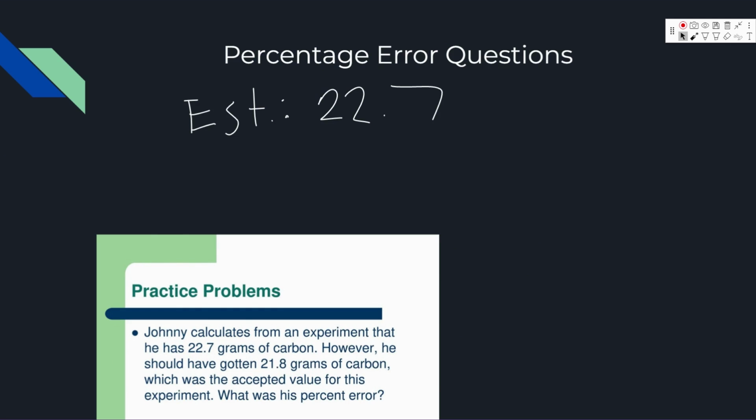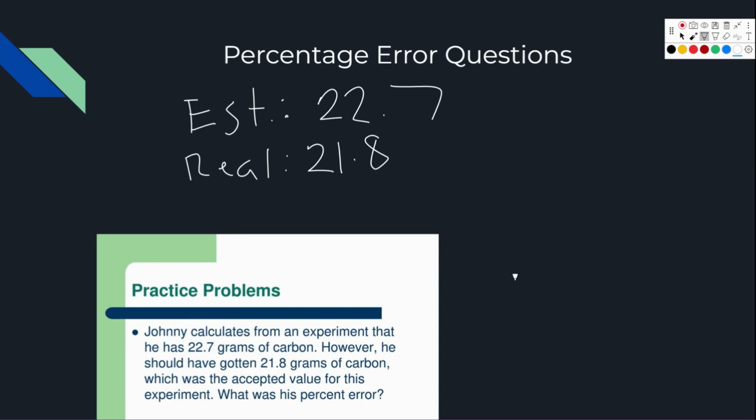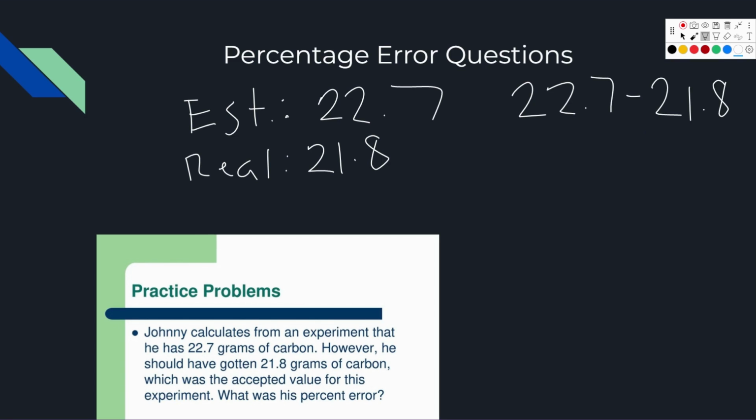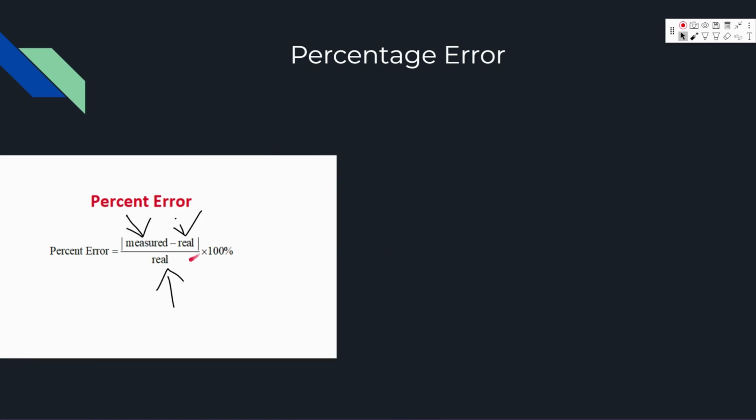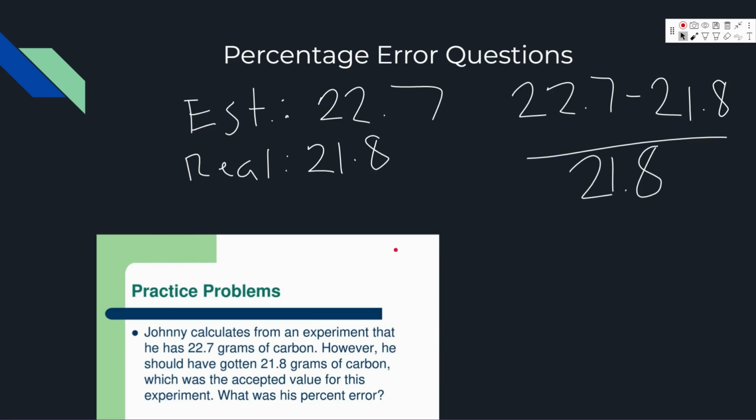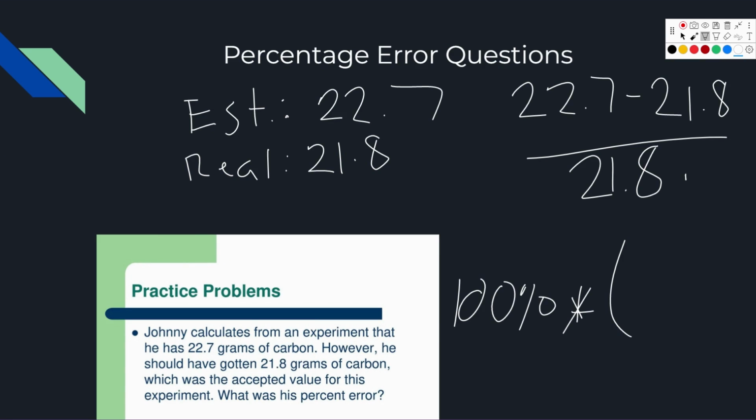So our real value is going to be 21.8 grams. And that's the accepted value. And they're asking, what was his percent error? So we can calculate his percent error now by saying the estimated value minus the real value divided by the real value. And as we can see, this is what our equation is saying, measured minus real divided by real, multiplied all by 100%. So we're going to have to multiply 100% by whatever the result of this is.